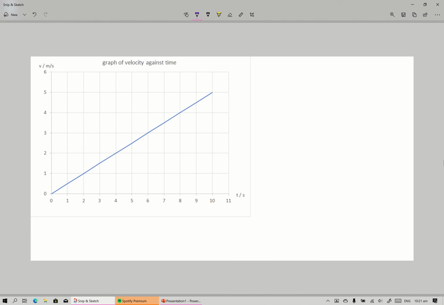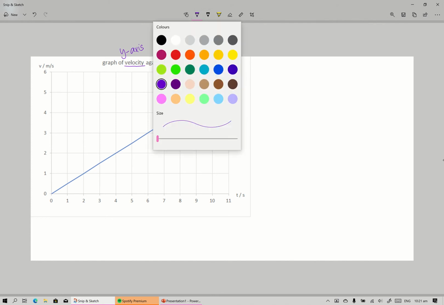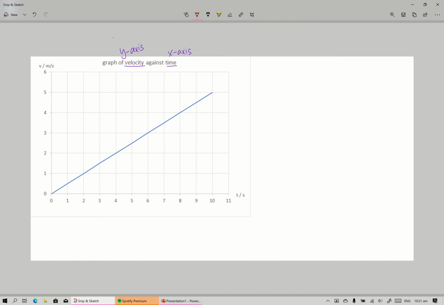The graph shown here is a velocity time graph. Note, when you say velocity against time, velocity is on the y-axis, time is on the x-axis. The y-axis is the vertical, and the x-axis is the horizontal.